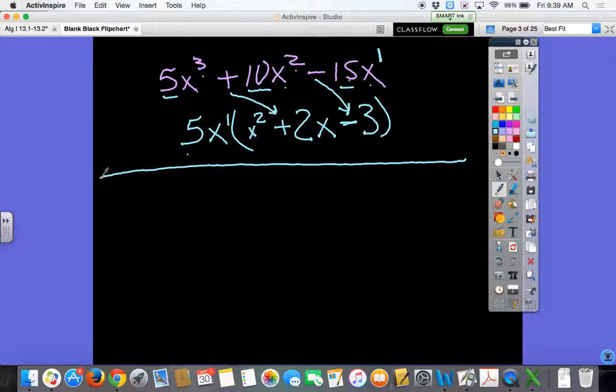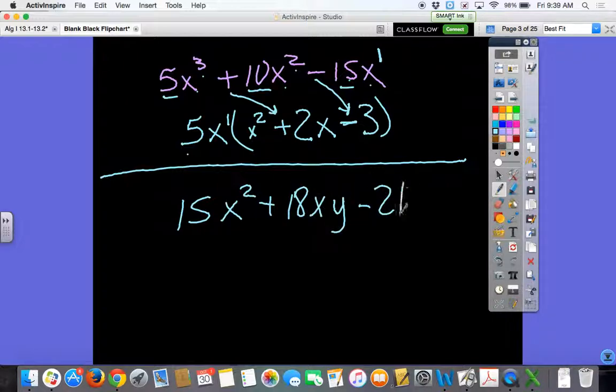Don't think that you can always do it. Sometimes it's just a mess. If you got 15x squared plus 18xy minus 21y squared, check out your numbers. Can you take 1? Well, we've got 15, 18, 21. The biggest number that goes into all three is 3.